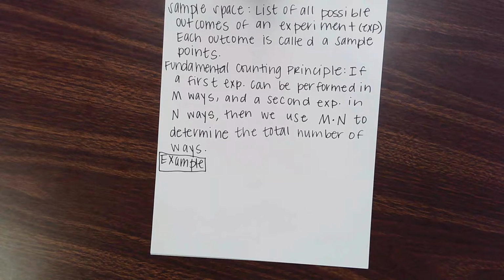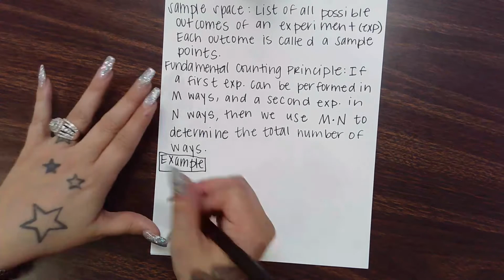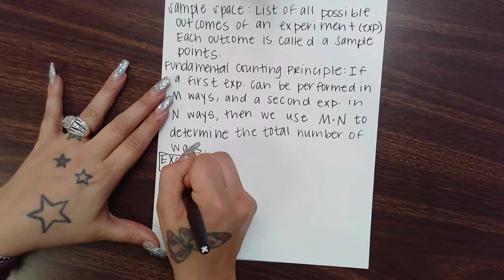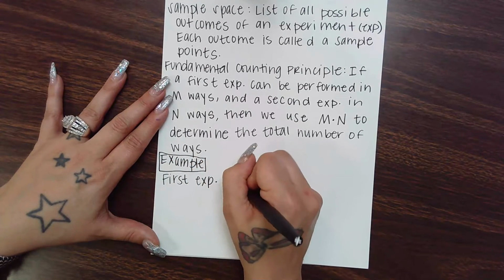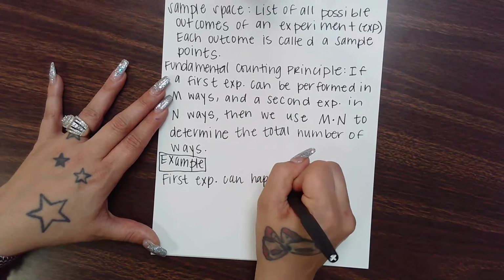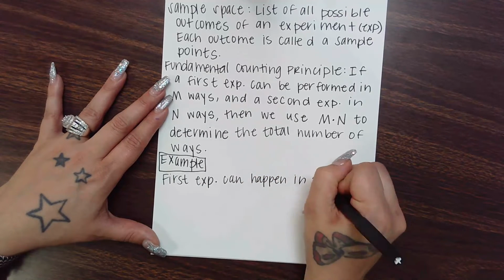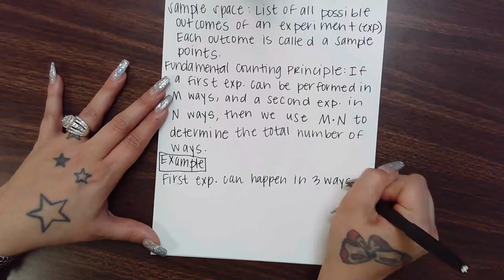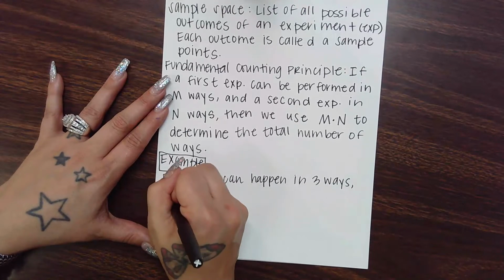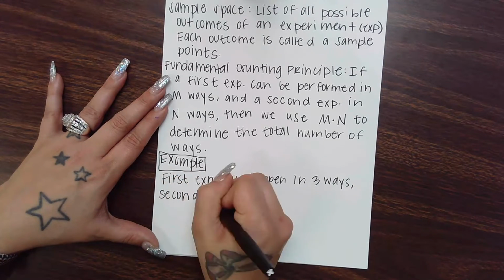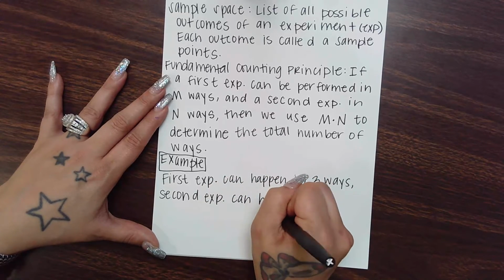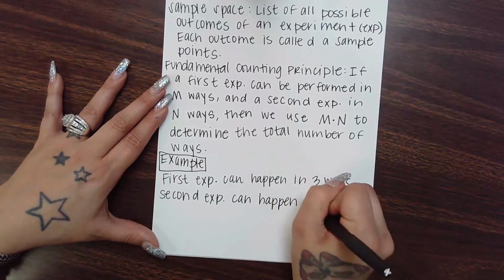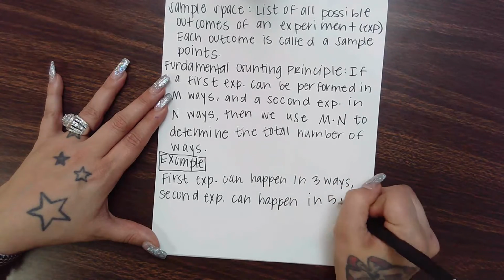Okay, so example, and it's only the one, so I didn't number it. Okay, so first experiment can happen in 3 ways, comma, second experiment can happen in 5 ways.